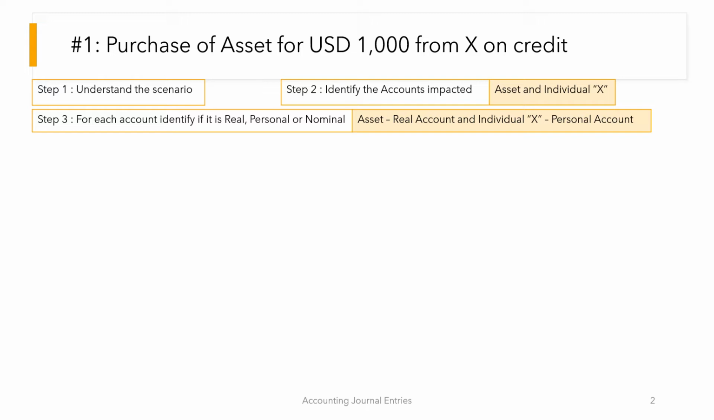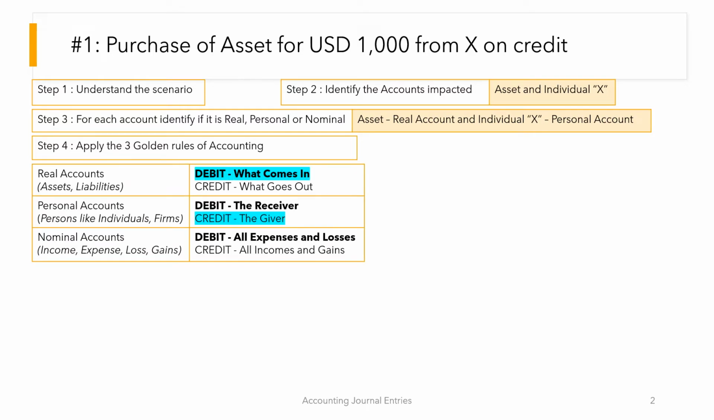Step 4 is to apply the three golden rules of accounting. So real account, personal account and nominal account, and these are the three rules for the different types of accounts. In this scenario, asset is a real account and we are purchasing an asset. For a real account, the rule is to debit what comes in. Since we are purchasing and some asset is coming in, we have to debit it.